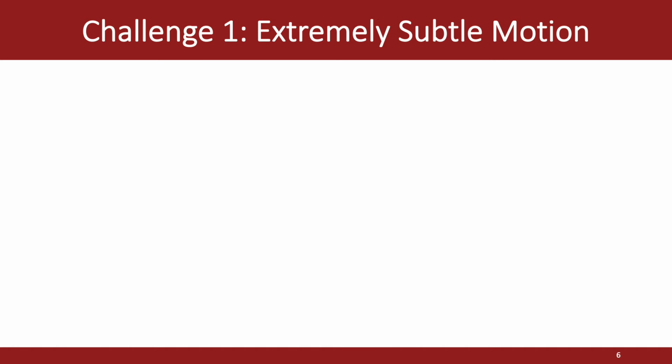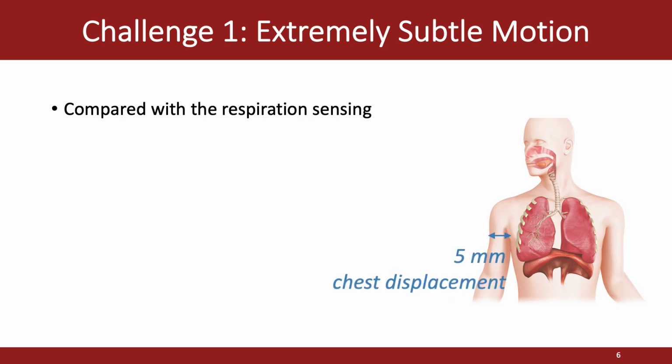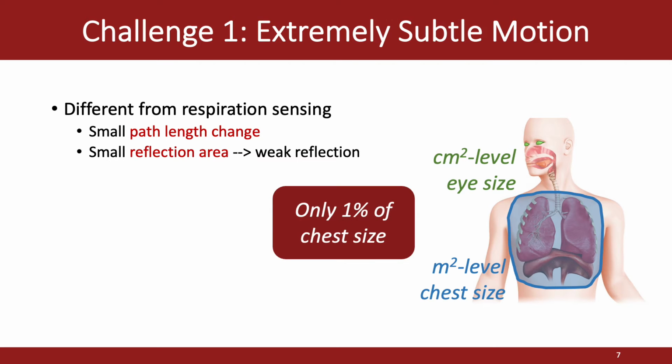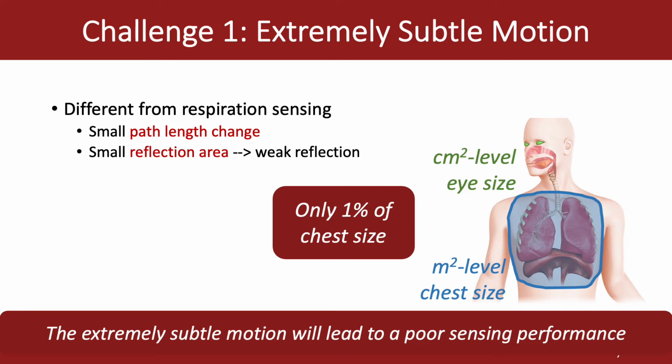The first challenge is the extremely subtle motion. Compared with the respiration sensing, the 0.5 mm eyelid thickness will cause only 10% of the chest movement. Moreover, the reflection area of the eyes is only 1% of the chest size, which will cause a weak reflection. Therefore, the extremely subtle motion will lead to a poor sensing performance.